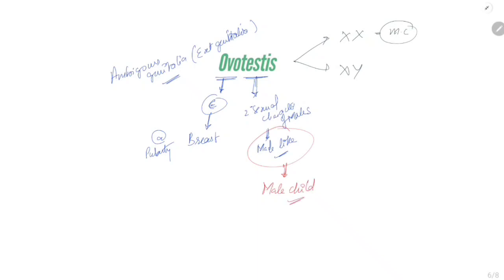But at the time of puberty what will happen? There will be breast development and also other secondary sexual characters of male. So about 75% of the patients will have gynecomastia, and since estrogen is also responsible for uterus formation, about 25% will develop uterus and they can even menstruate. So these are the important points regarding Ovotestes.